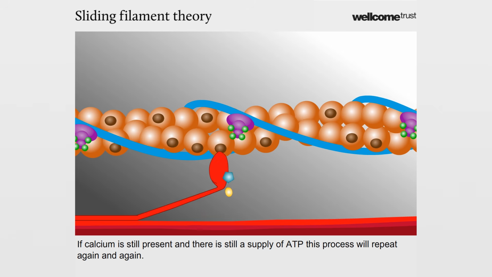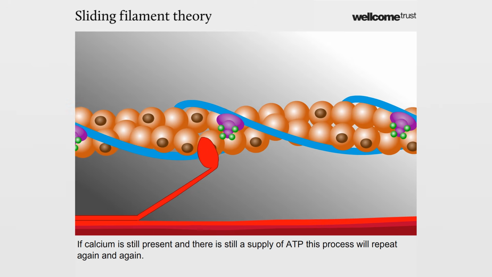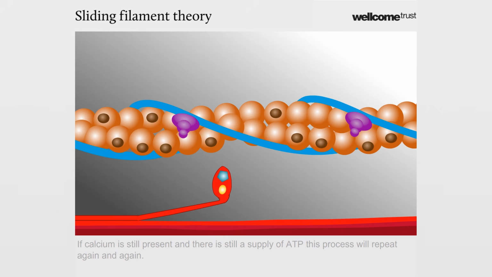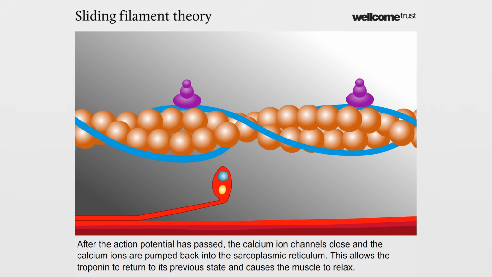If calcium is still present, and there is still a supply of ATP, this process will repeat again and again. After the action potential is passed, the calcium ion channels close and the calcium ions are pumped back into the sarcoplasmic reticulum. This allows the troponin to return to its previous state and causes the muscle to relax.